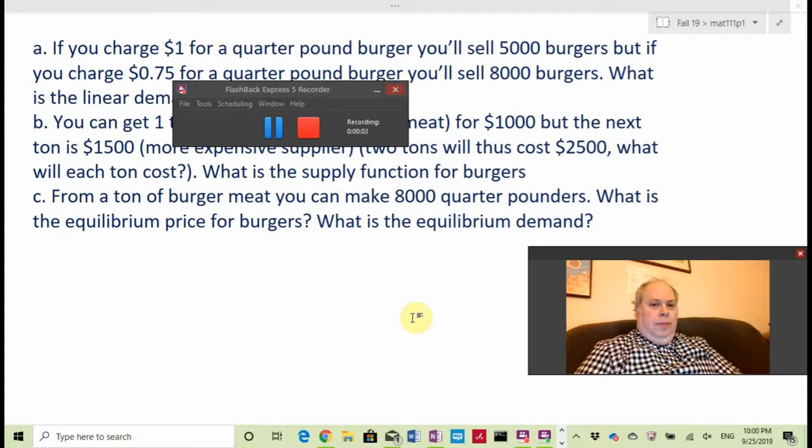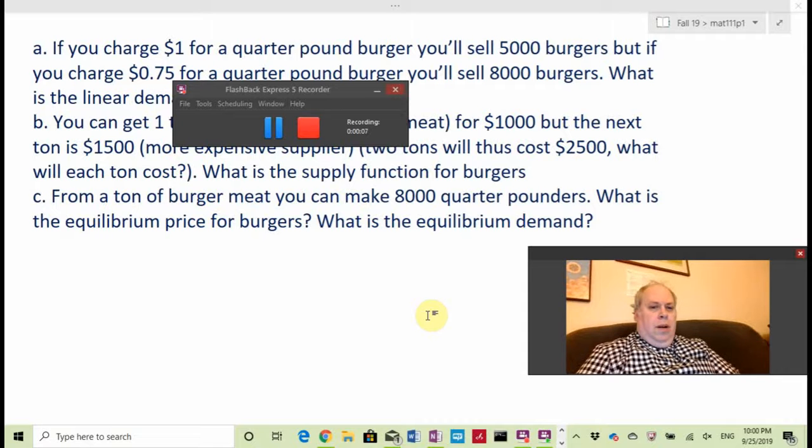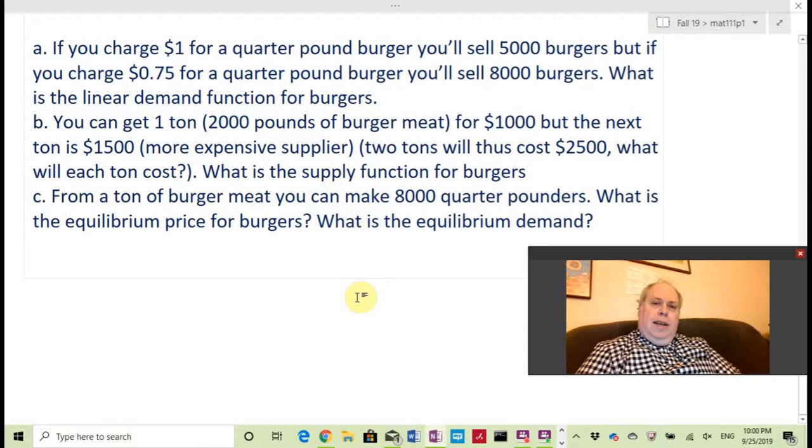Okay, so in the last lecture, I showed you the answer to a supply and demand problem. Now, I thought that I'd show you a slightly trickier problem. What's tricky about it is the first part. Once again, we're talking about quarter-pound burgers, just like in the last problem. But the second part is about tons of meat.